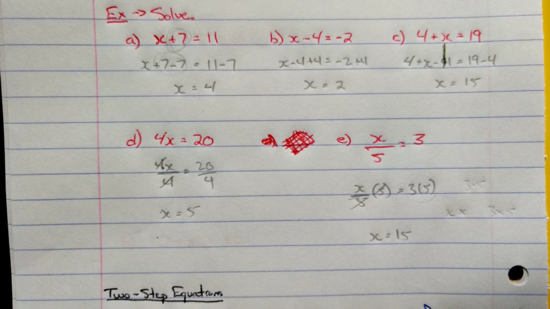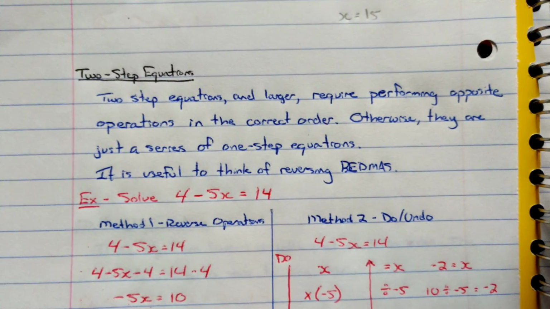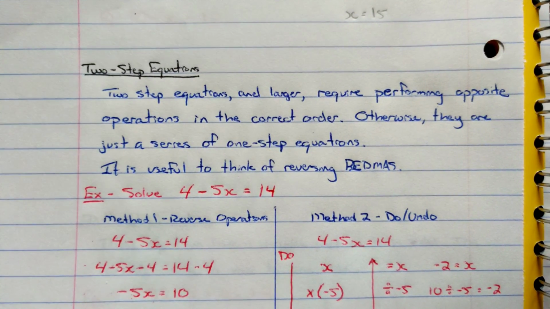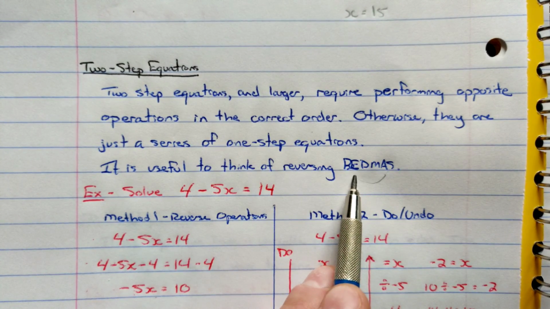All right, now we're going to bump up the challenge. We're going to go to two-step equations, and larger equations follow the same process, but they just require us to do those opposite operations in the correct order. And we've done this already. This is the Pythagorean theorem. We removed the addition part, and then we got rid of the exponent part because we do the opposite operations using reverse BEDMAS. So we get rid of addition first, and then we get rid of the exponent.